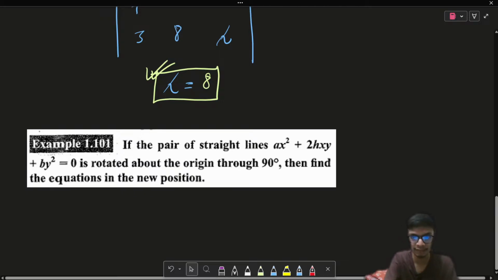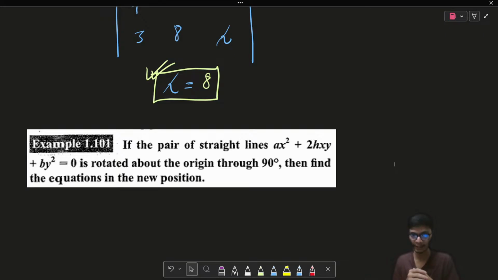So it basically says that if a pair of straight lines is rotated about the origin at an angle of 90 degrees, right? What will be the new equation of the pair of straight lines that you are going to obtain? That is what you have to solve for in this question. Please try to solve this problem and let me know whatever answer you are getting.